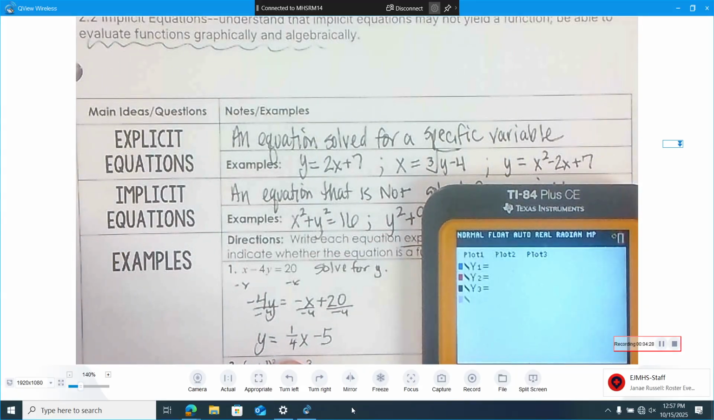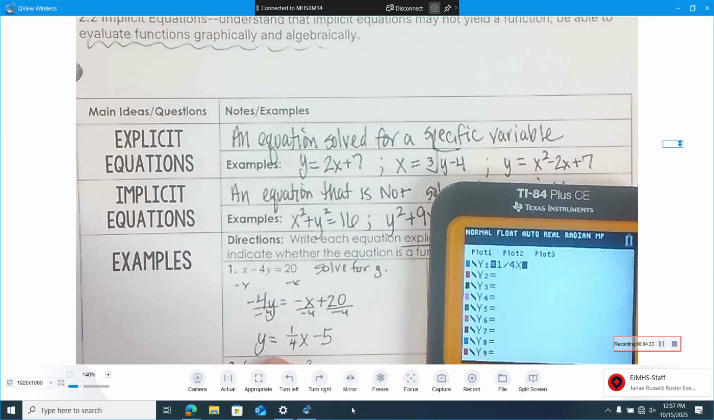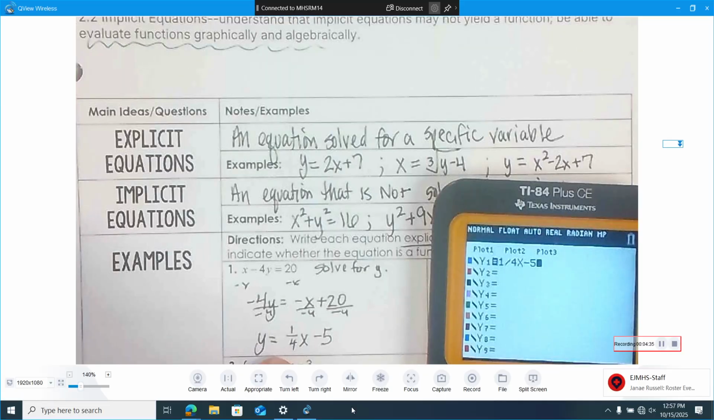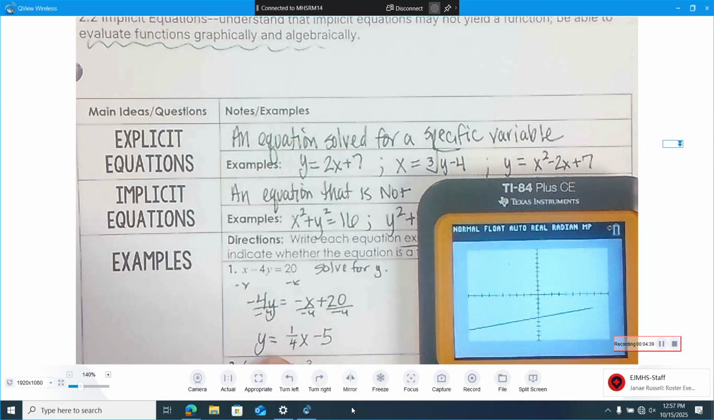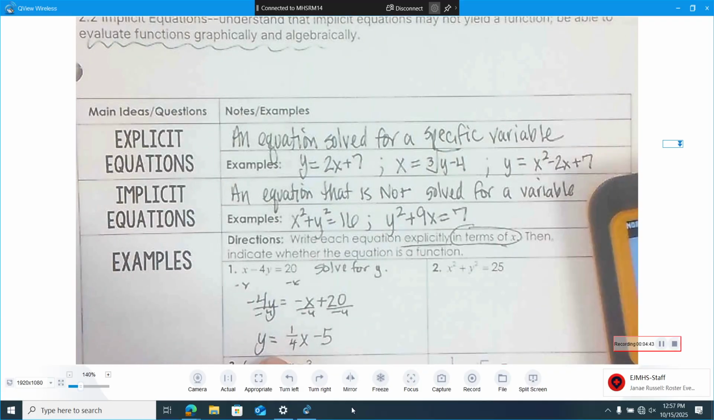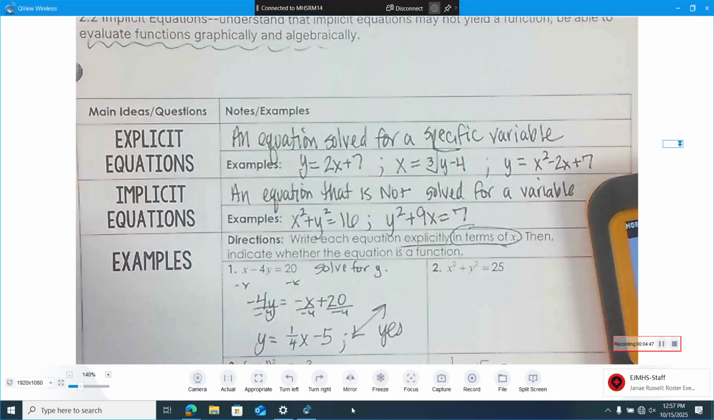And so one thing that you can do when we solve for y is we could graph it and see what it is. So when in doubt, graph it out is my favorite phrase. Is it a function? Yes, it is. It is a line. And so, yes, it's a function because it passes the vertical line test. Let's look at number 2.